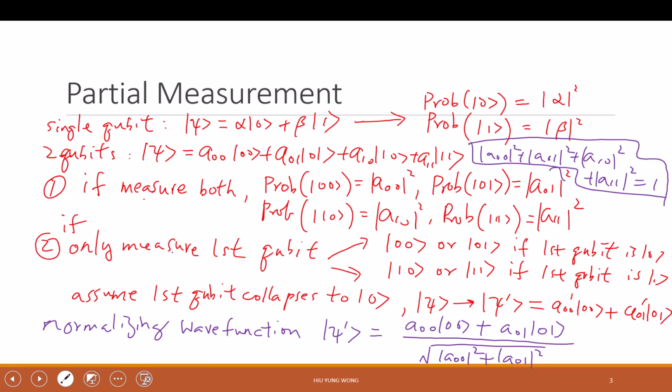So you can go back to chat. When you do any normalization after measurement, all you need to do is take the square root and add all the coefficients squared together. Okay, so here we learn a very important thing, which is how to normalize the wave function after partial measurement or full measurement. Okay, any questions?